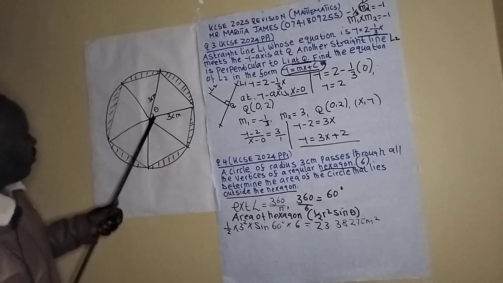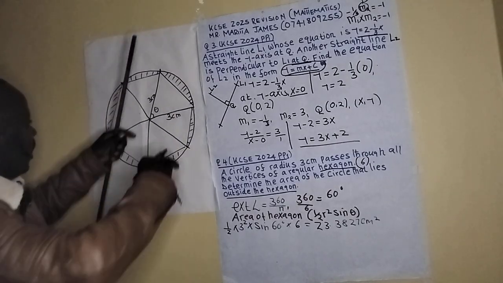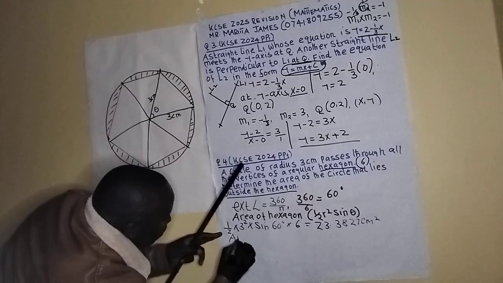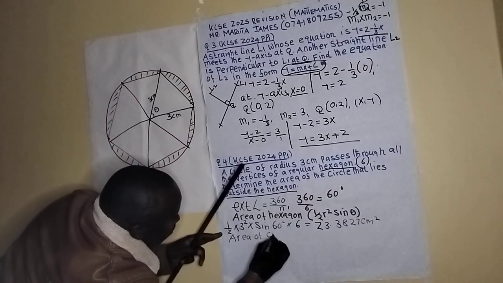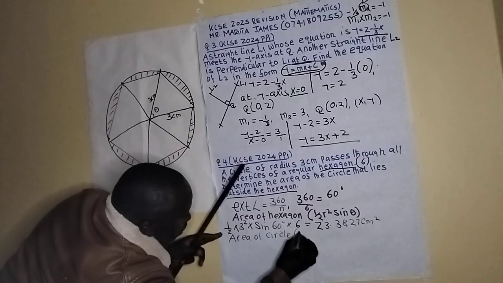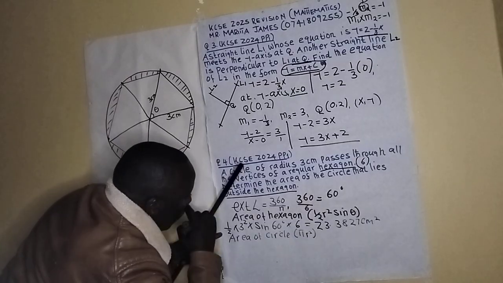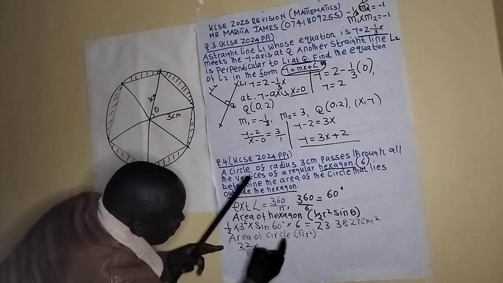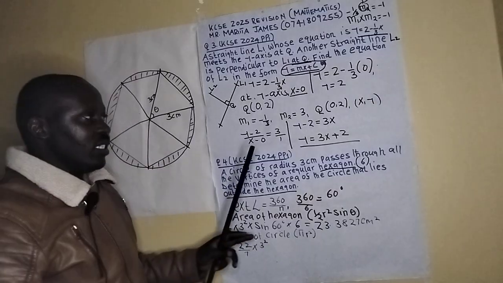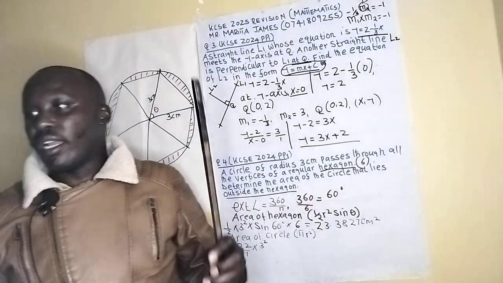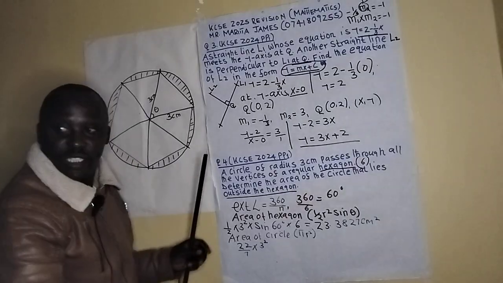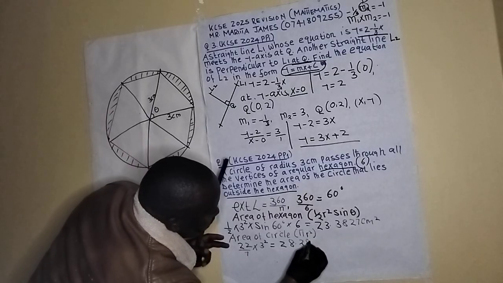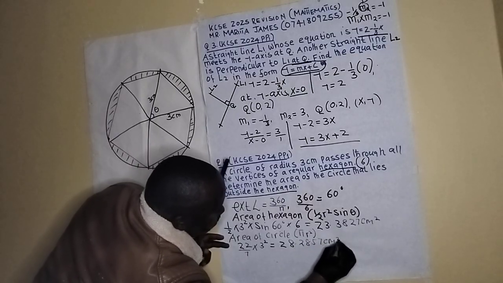Step 2, we get the area of the whole circle. The area of a circle is given by pi radius squared, which is 22 over 7 times the radius 3 squared, and that gives us 28.2857 centimeters squared.